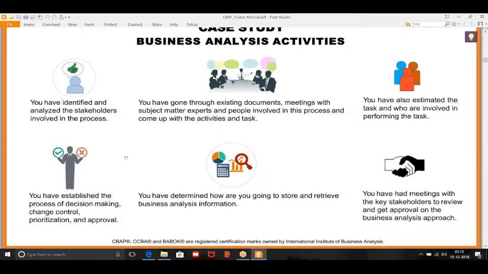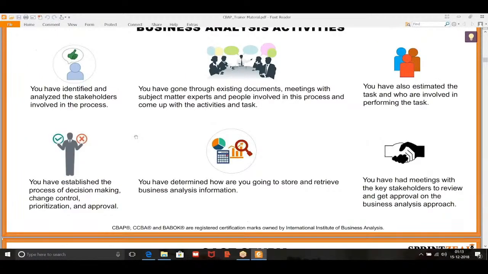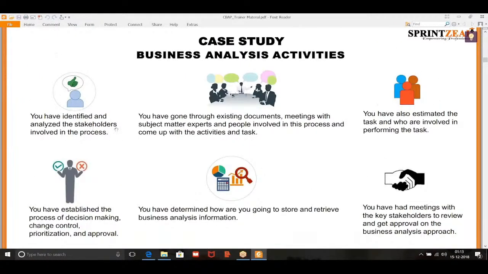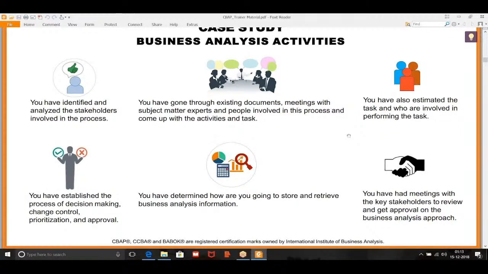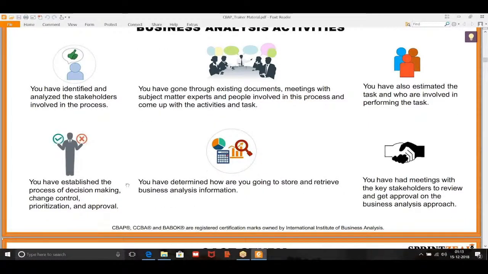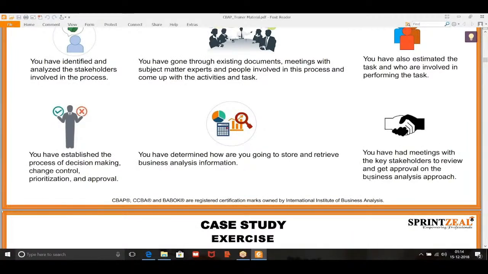So there is a detailed level case study here. It says you have identified and analyzed the stakeholders involved in the process. You have gone through existing documents, met with subject matter experts and people involved in this process, and come up with the activities and tasks. You have also estimated the tasks and who is involved in performing them. You have established the process of decision making, change control, prioritization, and approval. You have determined how you are going to store and retrieve business analysis information. You have had meetings with the key stakeholders to review and get approval on your business analysis approach.